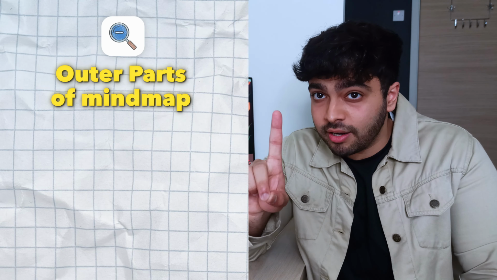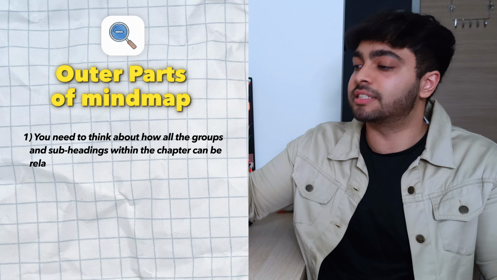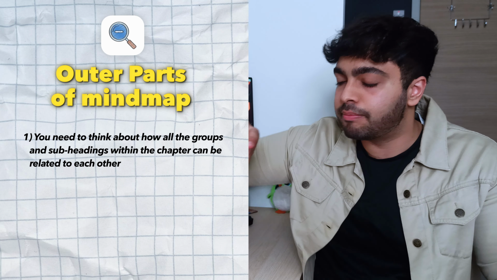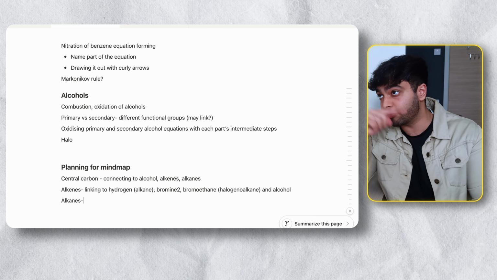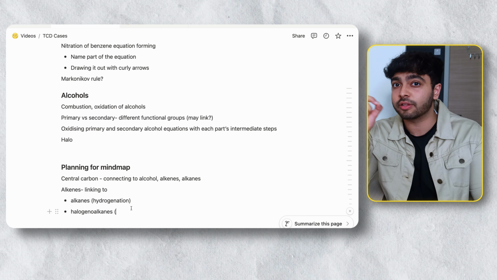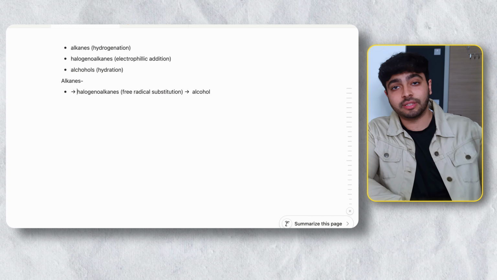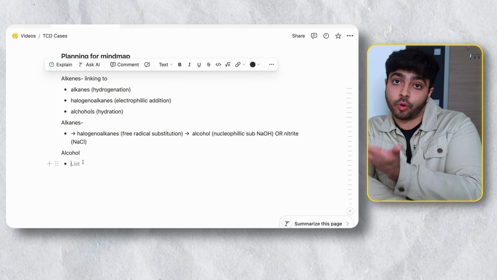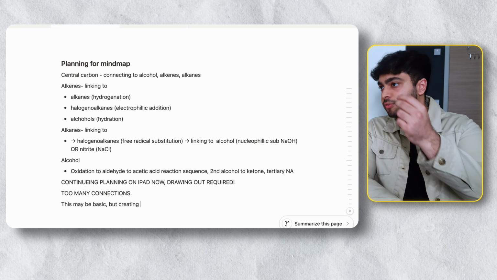Now that you've created the central idea that links the major parts of this chapter into one simple drawing, step one, you need to be thinking about how all the groups and subheadings within the chapter can be related to each other. That's the next step. How all the methods, the formulas, the question types within the different groups can be linked together so that we can then relate them and structure them on our mind map. Essentially, very simply put, this is where we plan what goes on the rest of our mind map and how we're going to link the different topics, the different groups together.